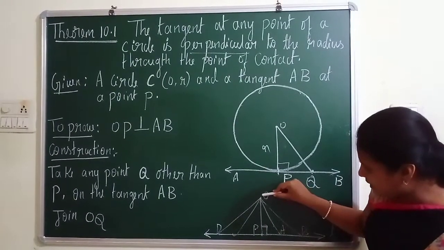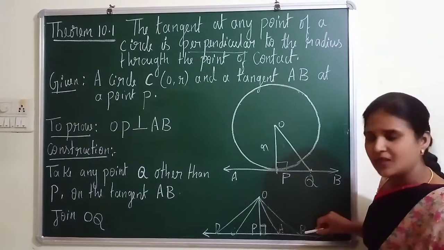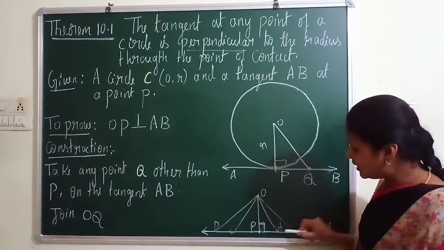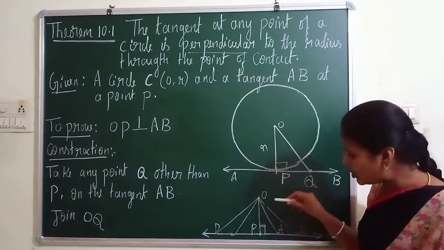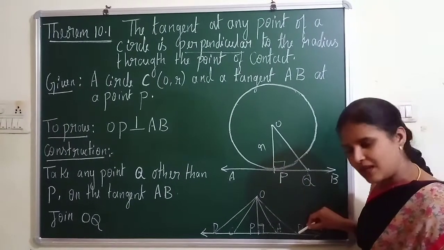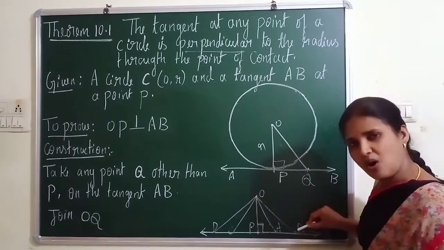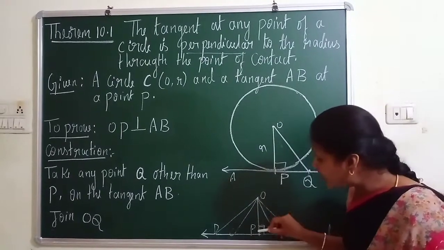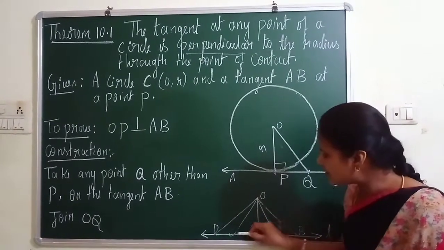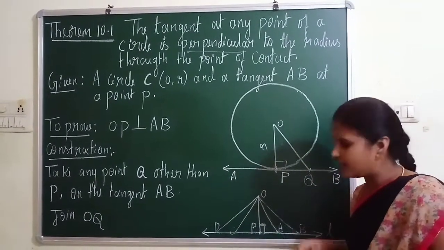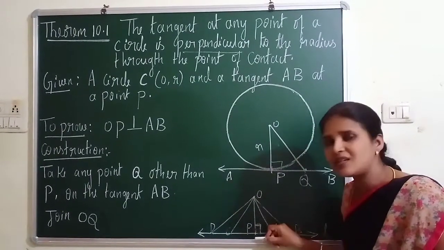And again, take another triangle OPB. In triangle OPB, if this is 90 degrees, which is the hypotenuse here? OB. So again, OB will be the longest side and OP is the shortest. So like this, if I consider all these triangles, I can prove that OP is the shortest.